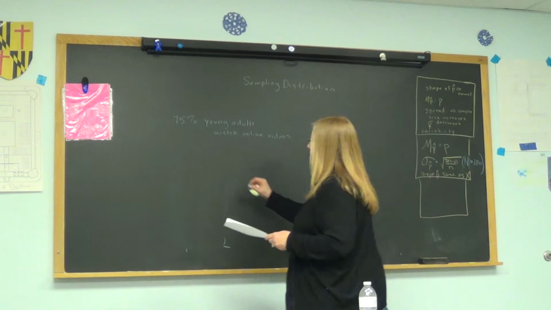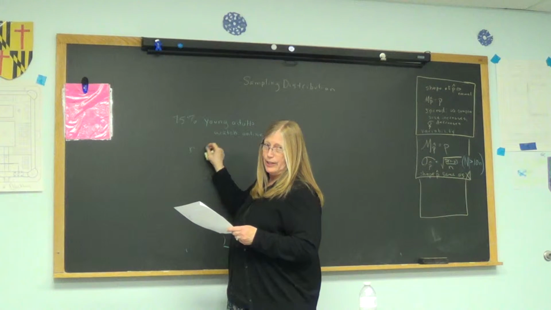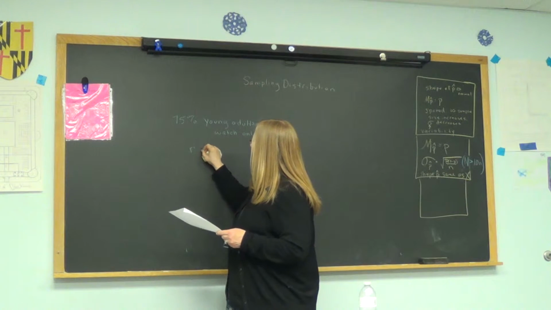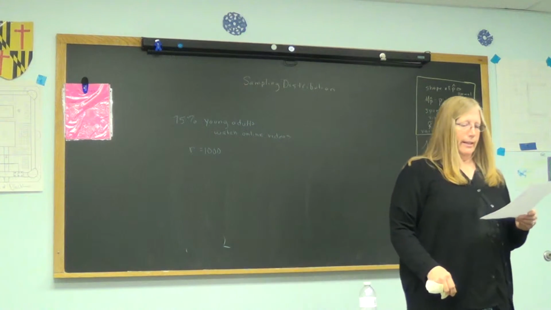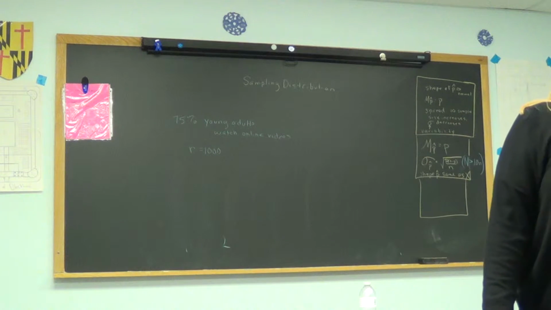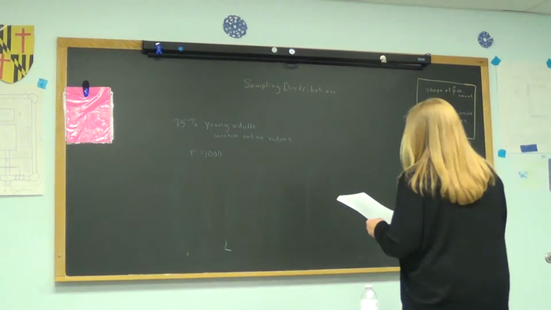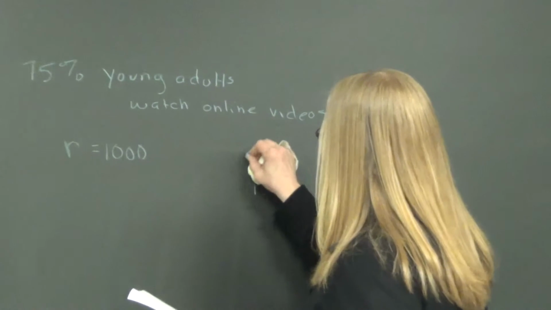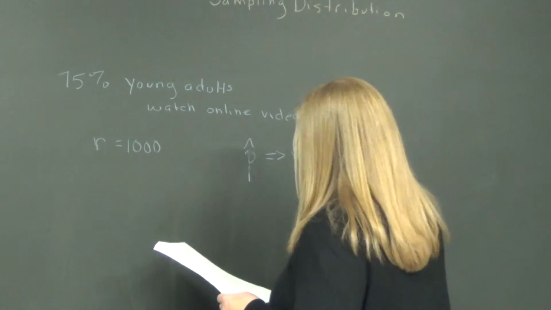So that's our sample size. Oh wait, we use little n for our sample size: 1,000 adults. Next, the survey calculates the proportion p hat in the sample who watch online video. So we're going to find p hat, the proportion who are watchers.